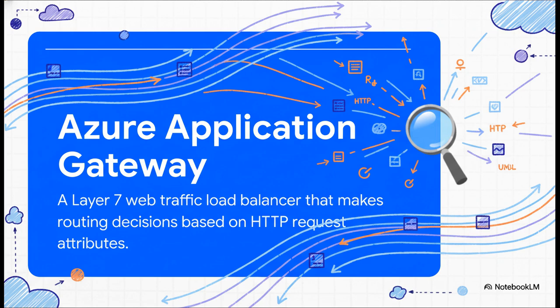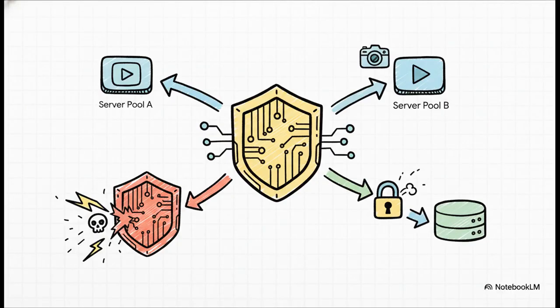What does that mean? It means it actually understands the language of the web, HTTP. It can look inside the request and see things like the specific URL path someone is asking for, and that lets it make way, way smarter decisions. And with that intelligence comes some serious superpowers. You can route traffic based on the URL, so requests for images go to one set of servers and videos go to another. You can offload all that heavy SSL encryption work to the gateway, freeing up your web servers. And you can even add a web application firewall, or a WAF, to protect you from nasty attacks. This is some next-level stuff.